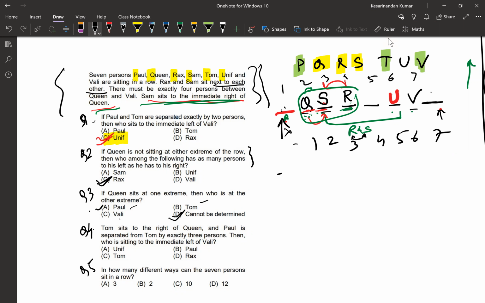Because more than one option is possible. And such questions are tricky in DILR. Not in quant, because in quant, instead of cannot be determined, you will have none of these. But in DILR, this type of option, cannot be determined, or CBD in short, means more than one answer is right. That is another way of saying more than one answer is right. So yes, this was correct here and this is correct here. Let's move to our 4th question.